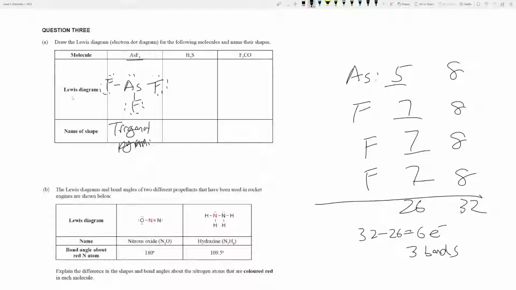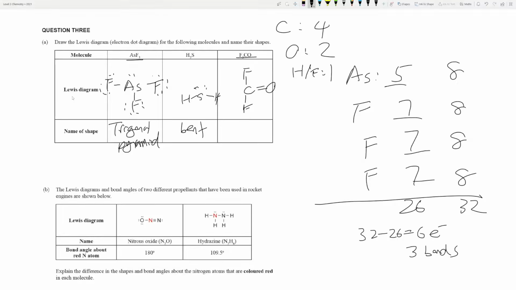All right. Now H2S is going to look like this. This is bent. F2CO: remember, your C always goes in the middle. This is where people don't understand how you know C goes in the middle. Because C always bonds 4 times, O always bonds twice, and hydrogens, fluorines and chlorines only bond once, so I know the carbon must go in the middle. Make sure you put the valence electrons around like that.